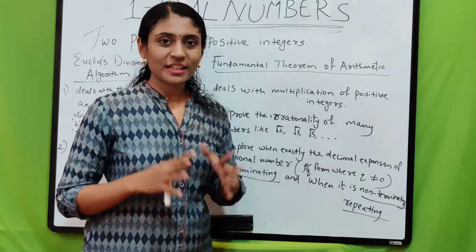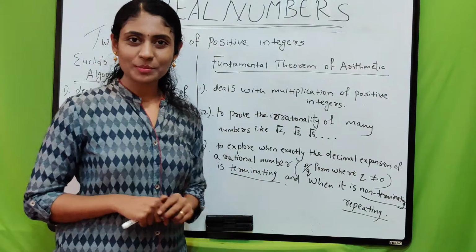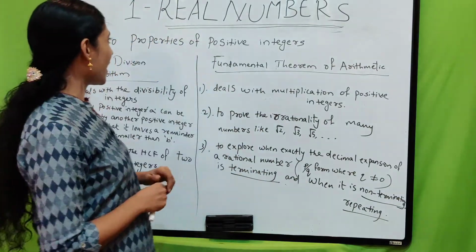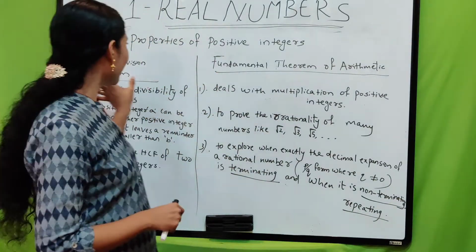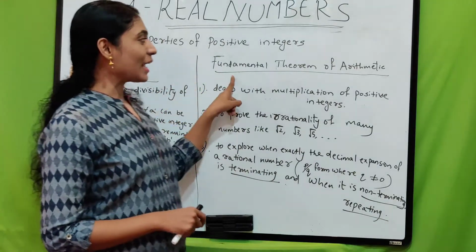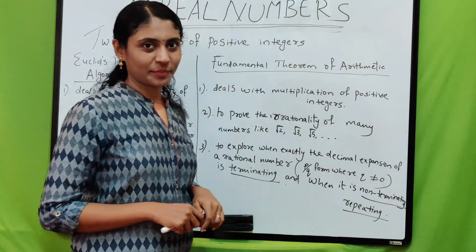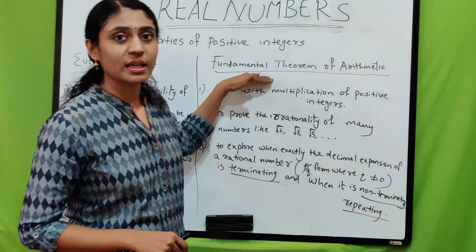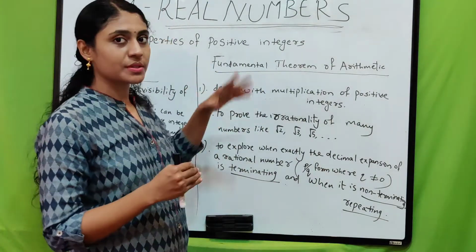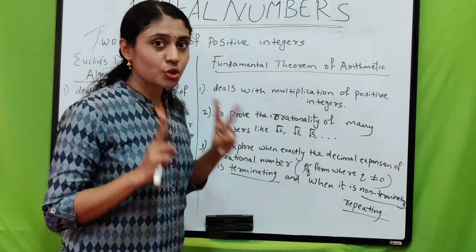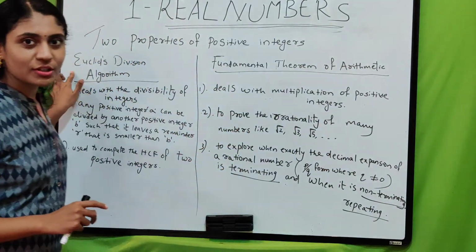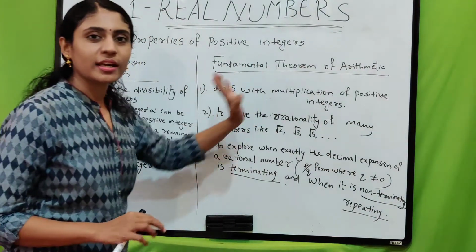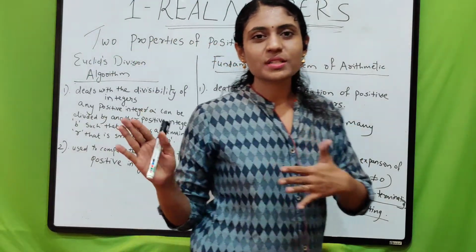In this chapter we are exploring two very important properties of positive integers. Those two properties are Euclid's division algorithm and the fundamental theorem of arithmetic. So in this chapter we are discussing two topics, Euclid's division algorithm and the fundamental theorem of arithmetic. Now what is the difference between them?